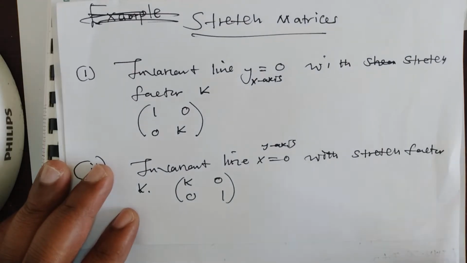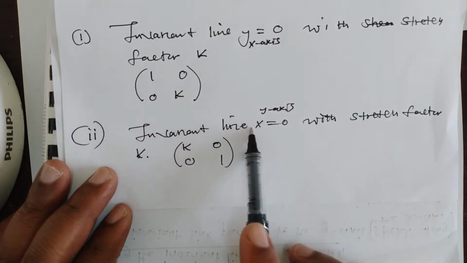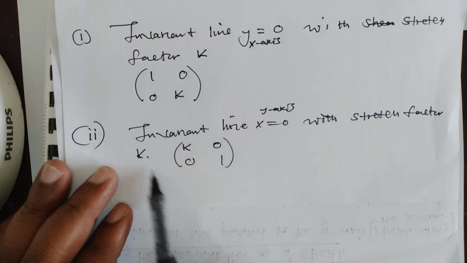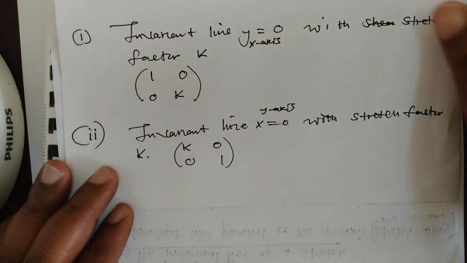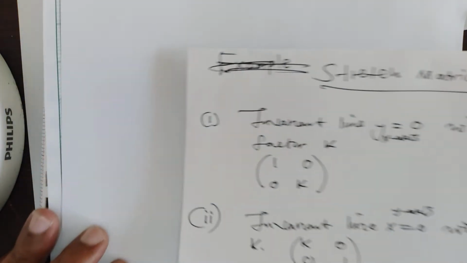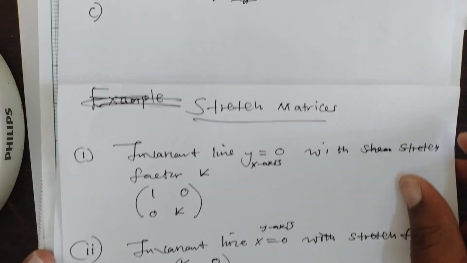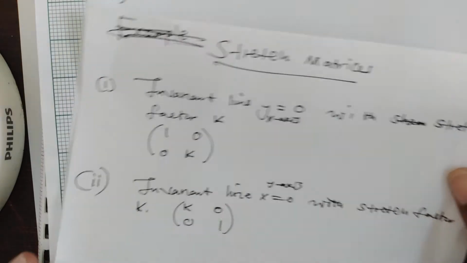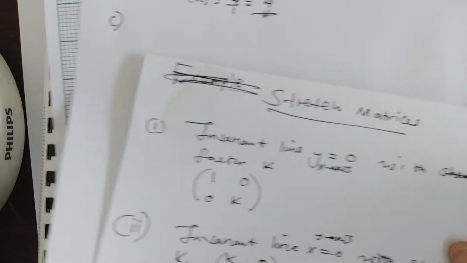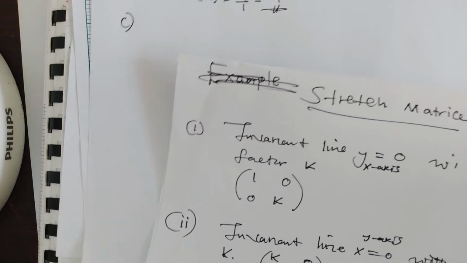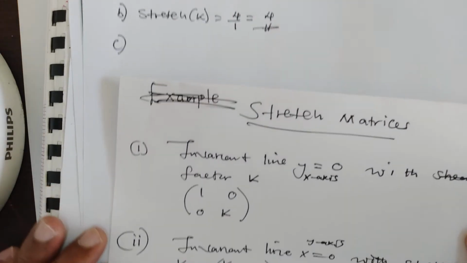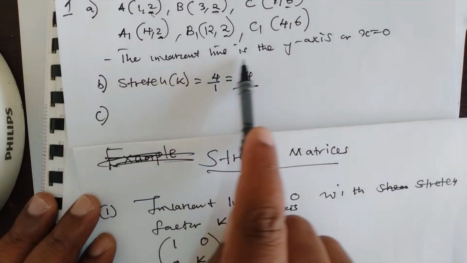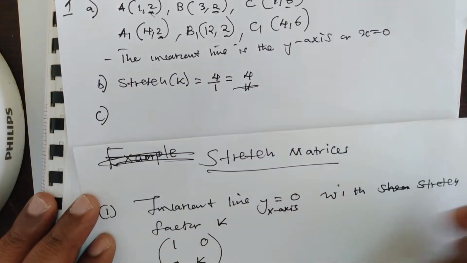If you have the invariant line x is equal to 0, or the y-axis, this is the stretch matrix. So, in this case, what was our invariant line? Let's take note of the invariant line. What was our invariant line? The invariant line is the y-axis, or x is equal to 0.